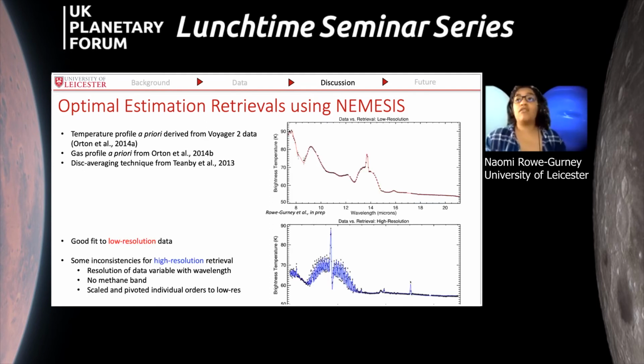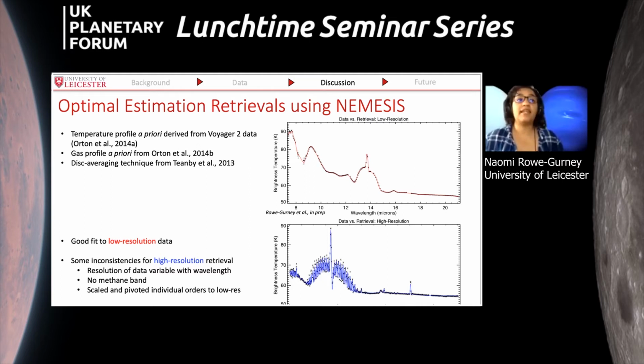So these are the results that we're getting from our retrievals. We've done the low resolution and the high resolution retrieval. The low resolution is the red line, and we're getting a good fit across the spectrum for the low resolution. But we have some inconsistencies in the high resolution, and that could be for several reasons.